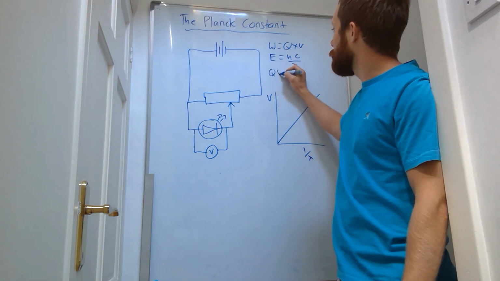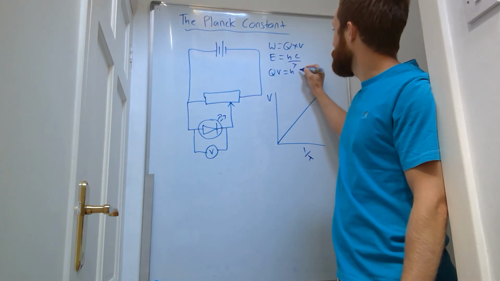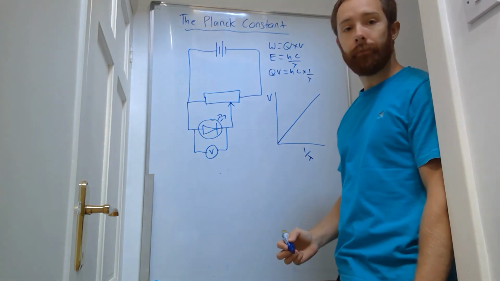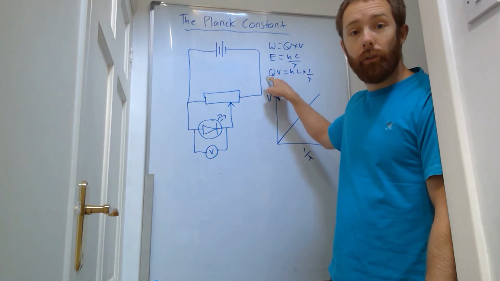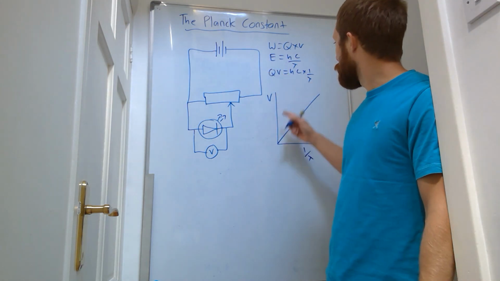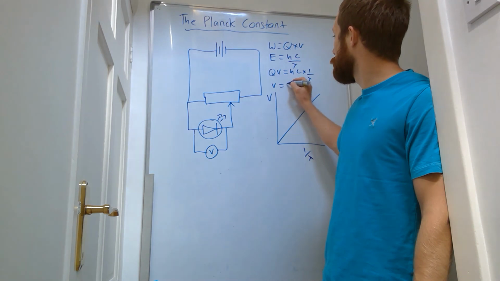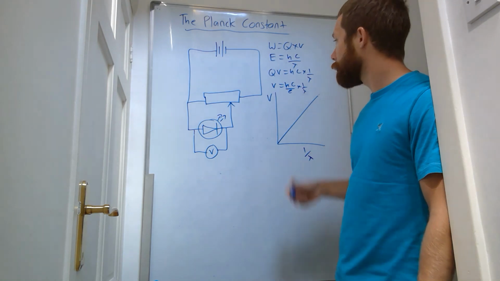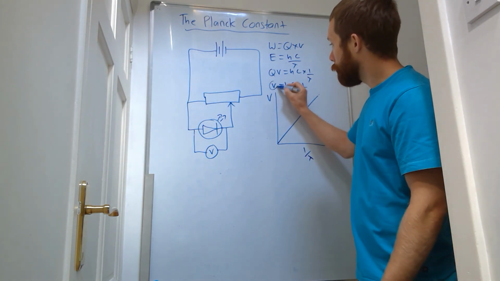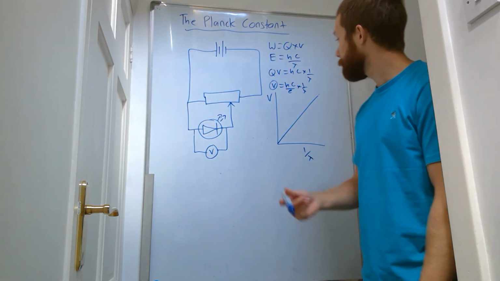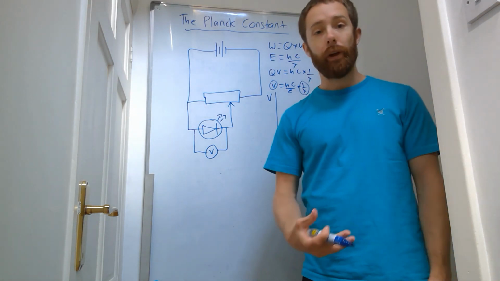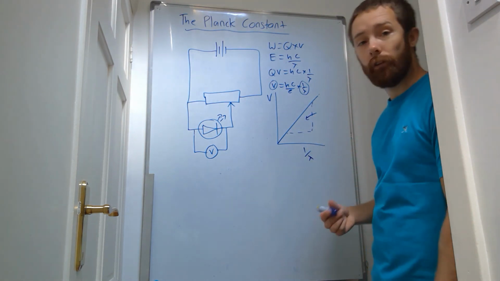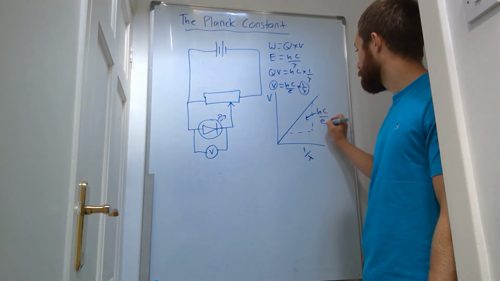So we say QV equals hc times 1 over lambda. We know that Q is equal to the charge of an electron, so V is equal to hc over e, times 1 over lambda. So if you create this graph, your y-axis is the voltage, the potential difference, your x-axis is 1 over the wavelength, and your gradient is going to be equal to hc over e.